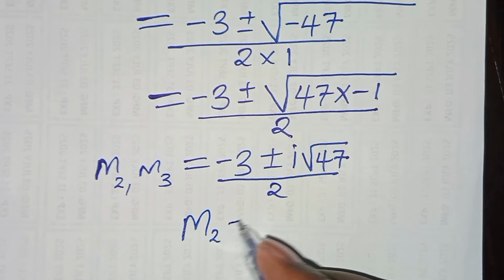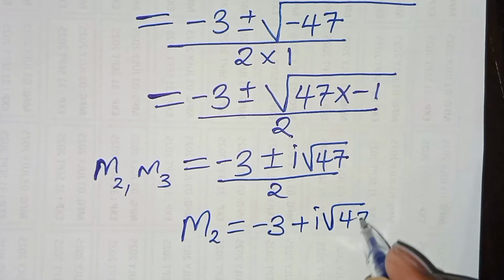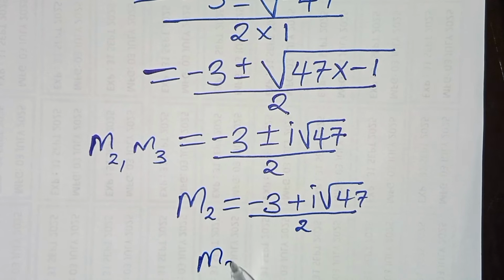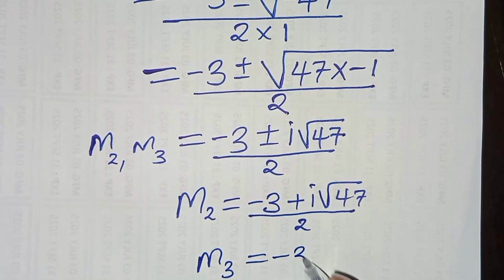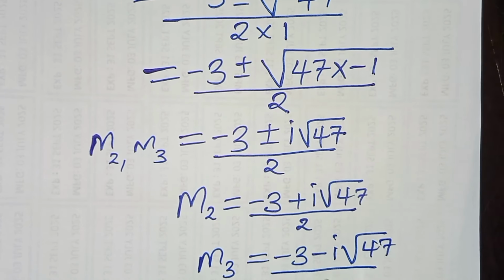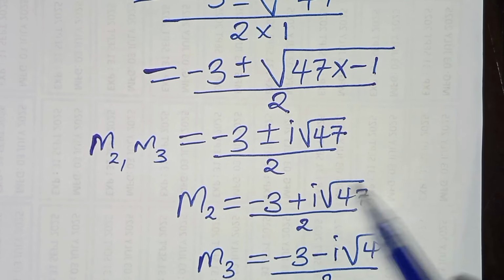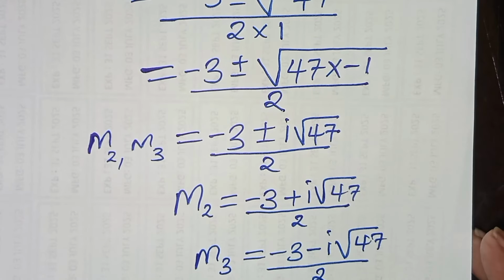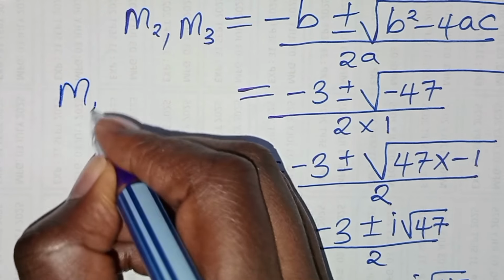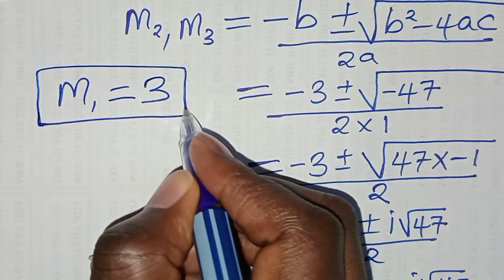Specifically, m2 is equal to minus 3 plus i square root of 47 divided by 2. And m3 is equal to negative 3 subtract i square root of 47 divided by 2. Now, these are the two complex roots, or the two complex solutions that we have. And given that we have only one real solution here, that is m1 is equal to 3. This is the real solution that we have.